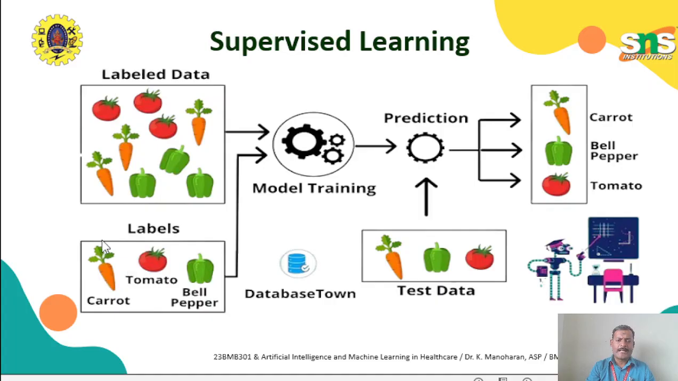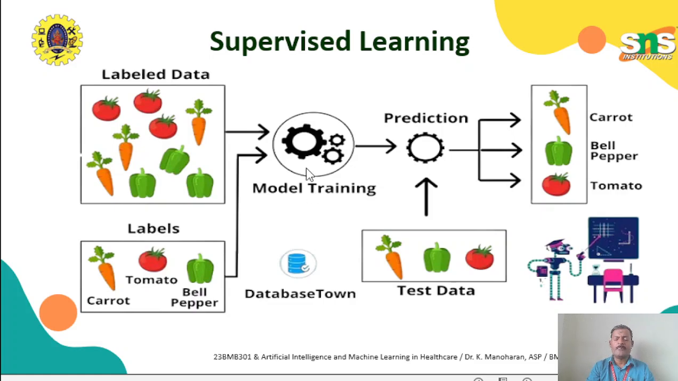For example, this is the carrot. We have so many carrots, and the label for them is carrot. Similarly, tomatoes, and we have the label tomato. Again, bell peppers, and we have a label for that. So this labeled data, with labels, is given for model training. Clearly, for each data we know the output for training the model.